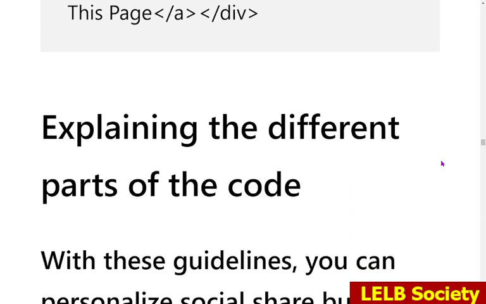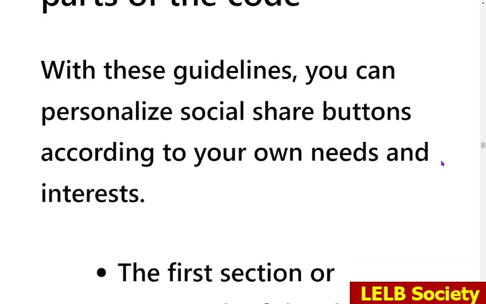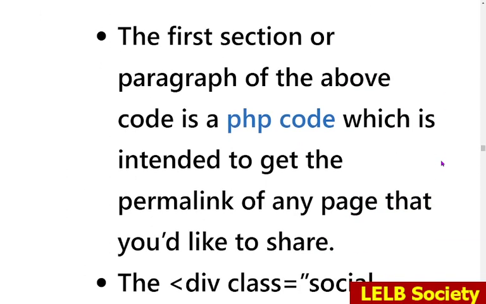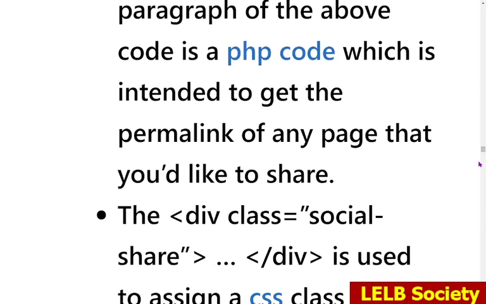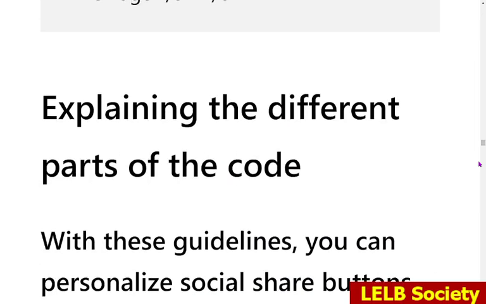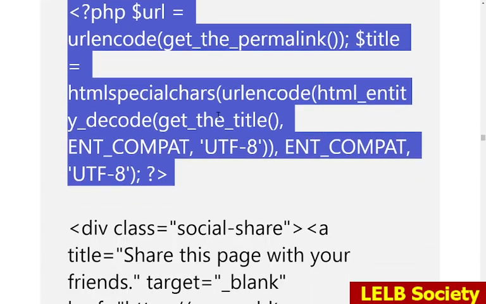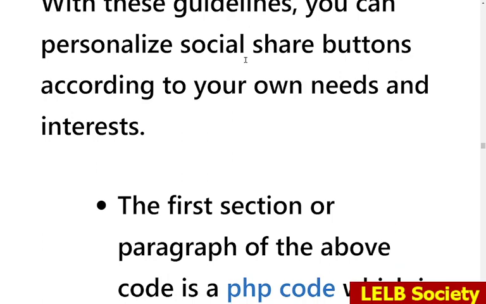explaining the different parts of the code. With these guidelines, you can personalize social share buttons according to your needs and interests. So, the first section or paragraph of the above code is a PHP code, which is intended to get the permalink of any page that you'd like to share. I'm talking about this PHP snippet, the first paragraph. Okay, if you just click on that 3 times in succession, the whole paragraph is selected.